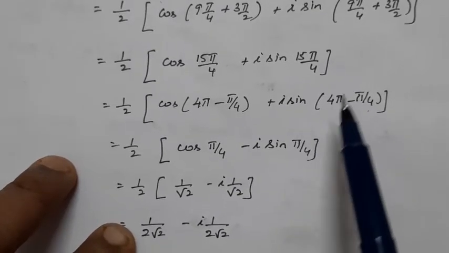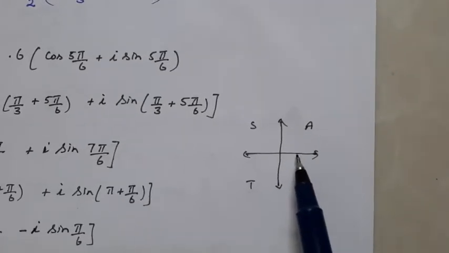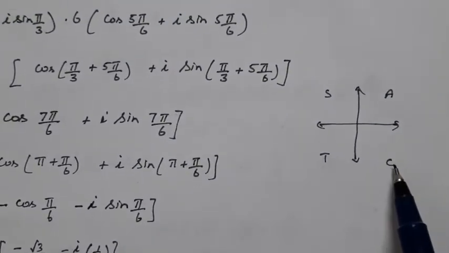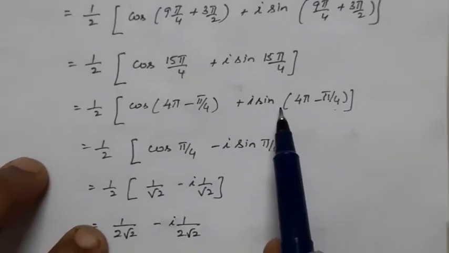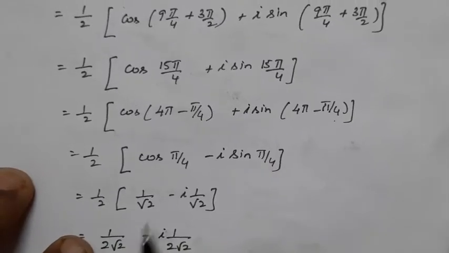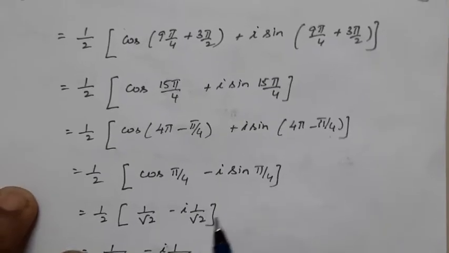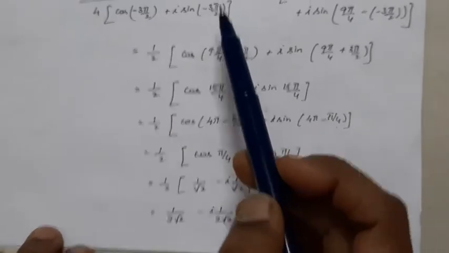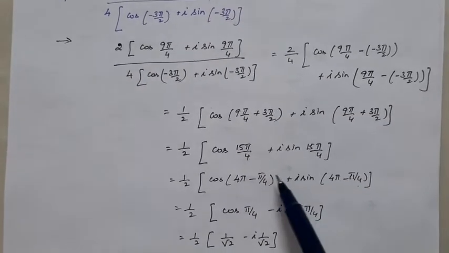4 pi means again after 2 rotations it will come here. 4 pi minus pi by 4 means the angle lies in which quadrant? Fourth quadrant. In the fourth quadrant cos is positive. Other ratios are negative. So cos is positive, that is cos pi by 4. Sin will be negative. So minus i into sin pi by 4. Knowing that pi by 4 is 45 degrees, cos 45 is 1 by root 2 and sin 45 is 1 by root 2. We can substitute here, and hence we can multiply this by 2. And hence this quotient is written in the rectangular form. So just apply the rule of product as well as quotient of two complex numbers in the polar form, then you will get the required answer.